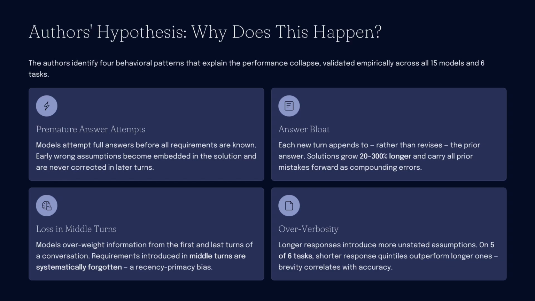Cause four: over-verbosity. Longer responses introduce more unstated assumptions. On 5 of the 6 tasks, the shortest response quintile outperforms the longest by 10 to 50%. Each of these causes is validated with its own experiment, which I'll explain now through the experimental design.